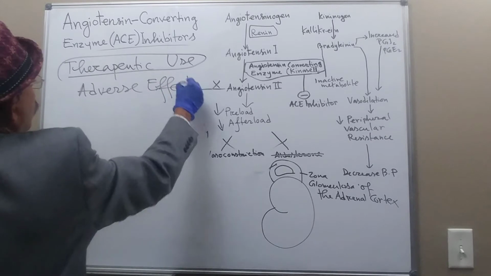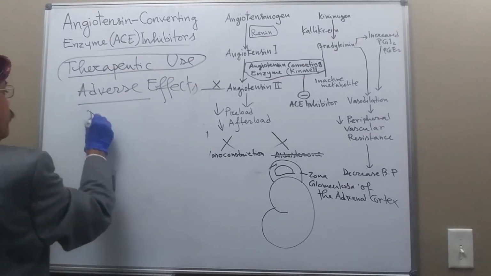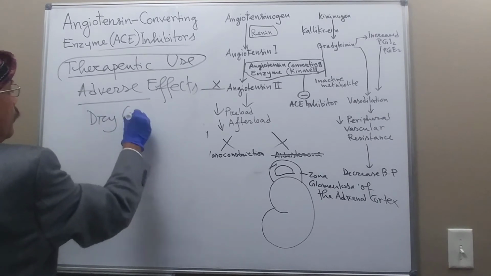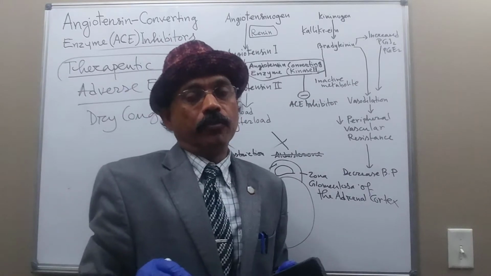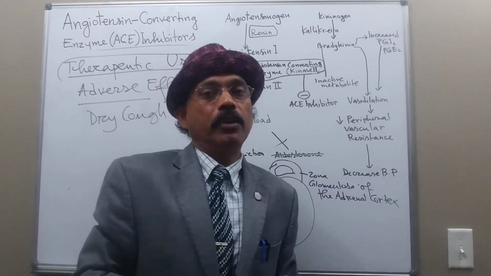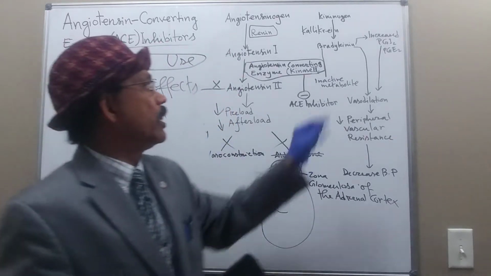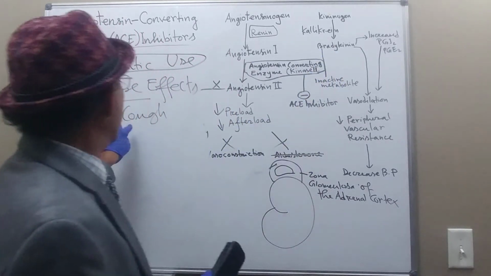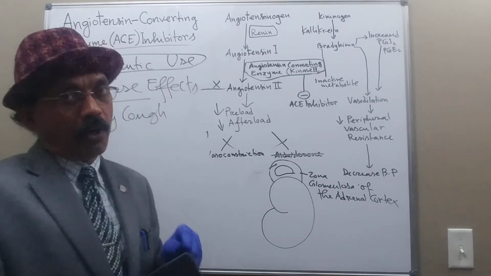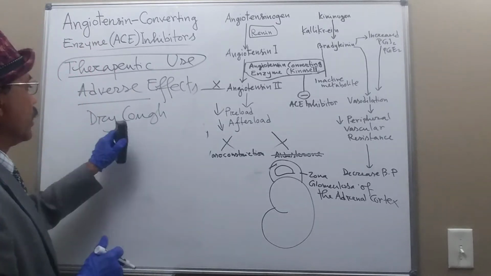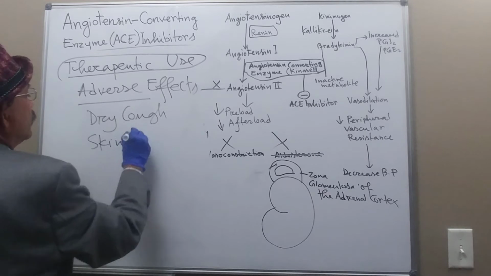Adverse effects include the dry cough, very much annoying to a lot of patients. It is found in around 10 to 15% of the population, and it may be due to the action of the bradykinin that causes the dry cough. It stimulates the afferent neurons for the cough reflex. There may also be skin rash by allergy.